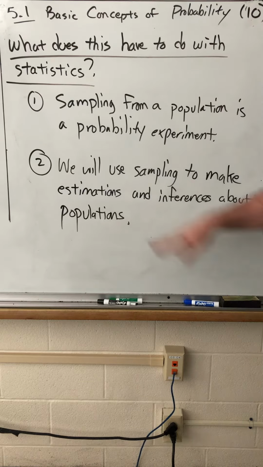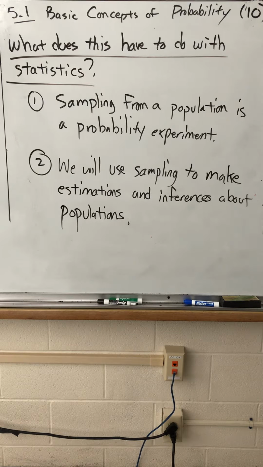Number one, when you sample from a population, you're actually conducting a probability experiment. It's not obvious yet, but it is. And number two, we're going to use sampling to make estimations and inferences about populations.